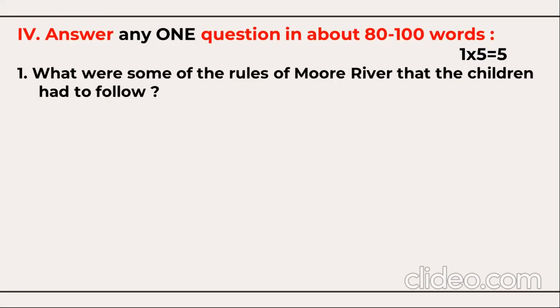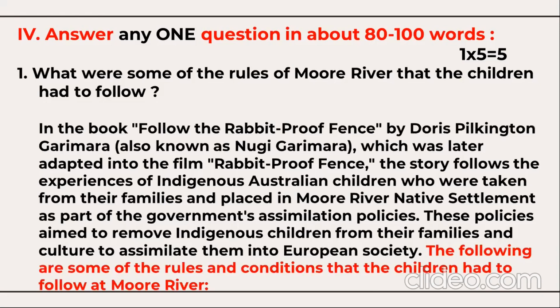Question number 1. What were some of the rules of Moor River that the children had to follow in the book, Follow the Rabbit Proof Fence? So again, I'm telling, this section is from the novella, The Rabbit Proof Fence. In the book, Follow the Rabbit Proof Fence by Doris Pilkington Garimara, also known as Nugi Garimara, which was later adapted into the film Rabbit Proof Fence.